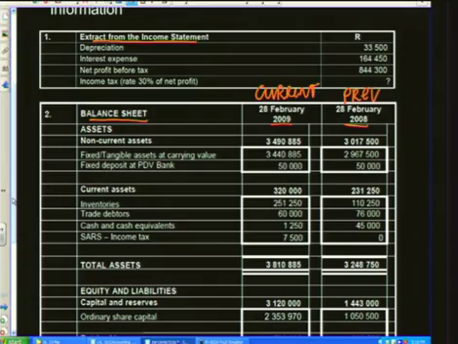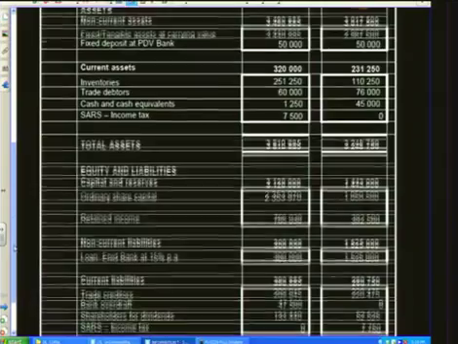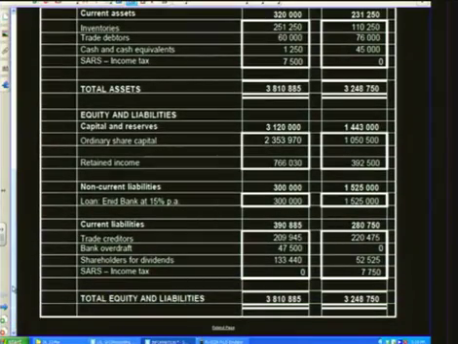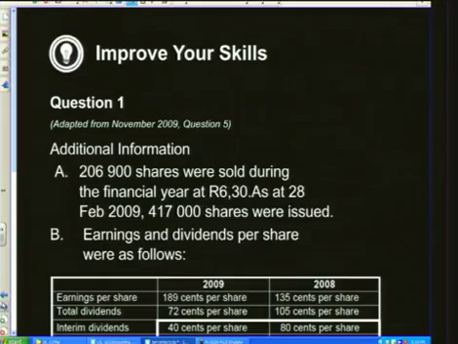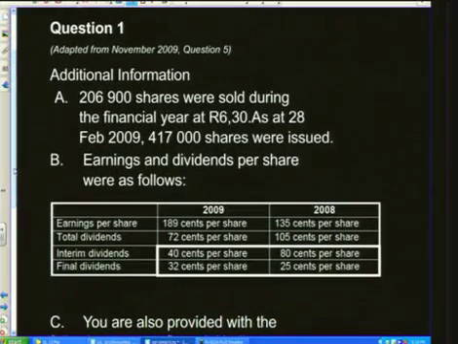Right, so given the entire balance sheet, let's move down, there we go, the entire balance sheet, and if we move on to the next page, we now have a bit of additional information as well. So I'm going to quickly read through the additional info and highlight the important aspects given to me.